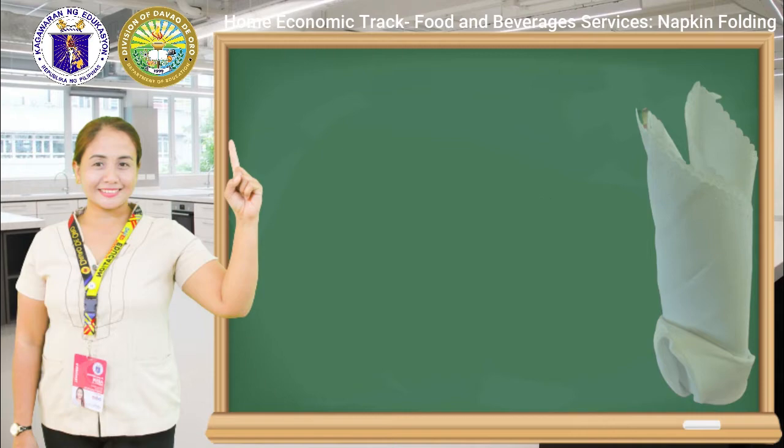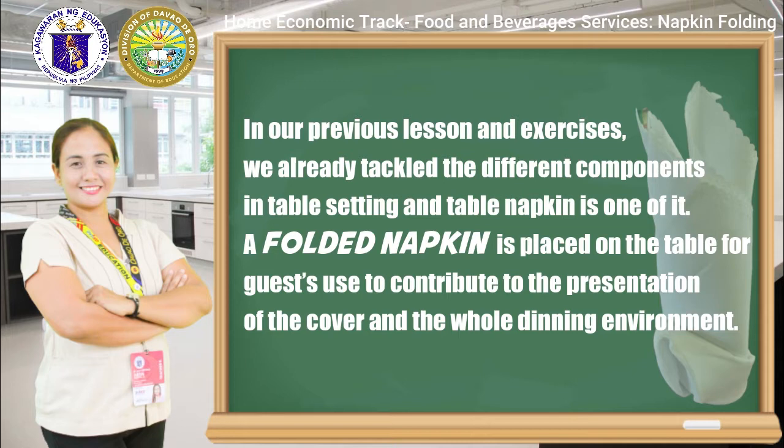In our previous lesson and exercises, we already tackled the different components in table setting, and table napkin is one of it. A folded napkin is placed on the table for the guests' use to contribute to the presentation of the cover and the whole dining environment.